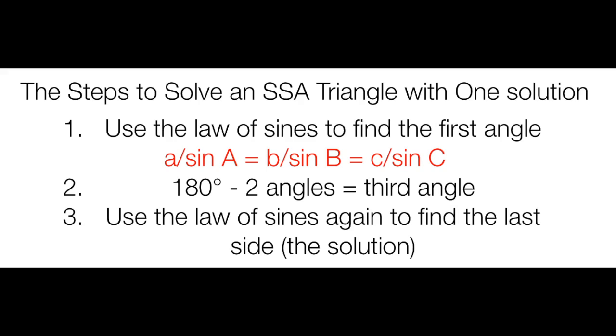To solve an SSA triangle with one solution, you can use the law of sines, which is a divided by sine A equals b divided by sine B equals c divided by sine C. Then, as we know that all angles add up to 180 degrees, we can use the two angles to find the third. Finally, we can use the law of sines again to find the third side. Let's apply this to an example problem.